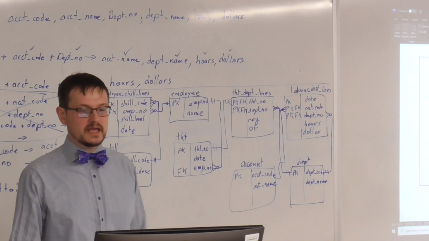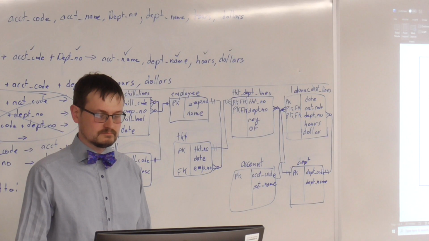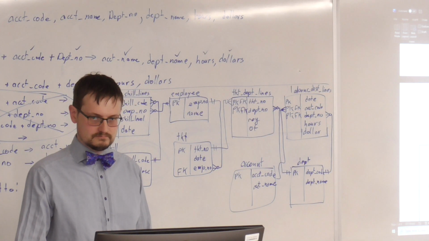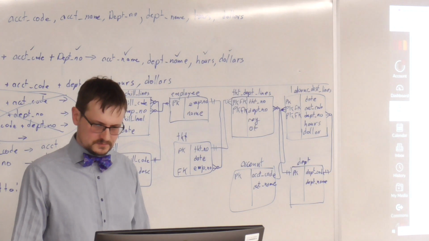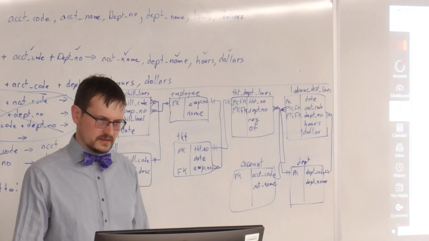So deltas. Yeah, it's weird because there's first, second, third, and then Boyce-Codd, and then fourth, fifth. So why is Boyce-Codd in here? I couldn't tell you.